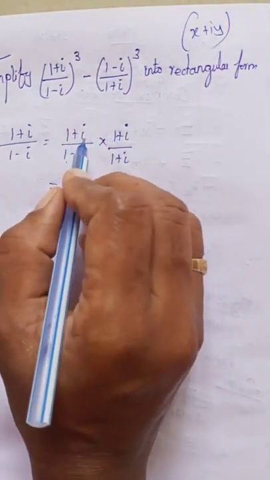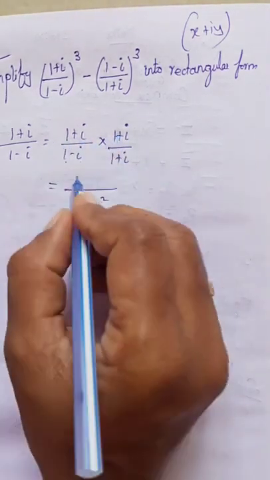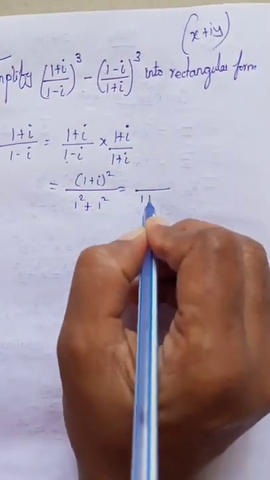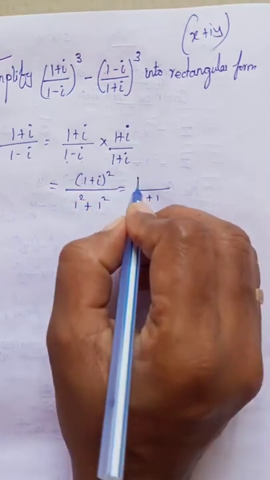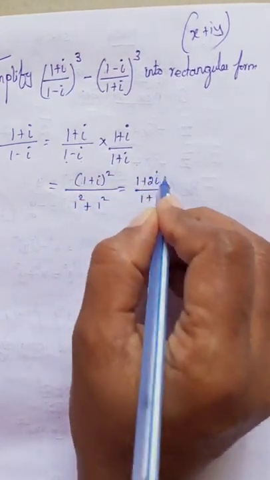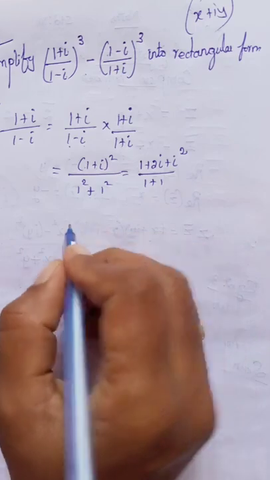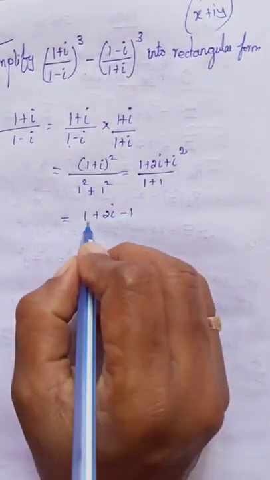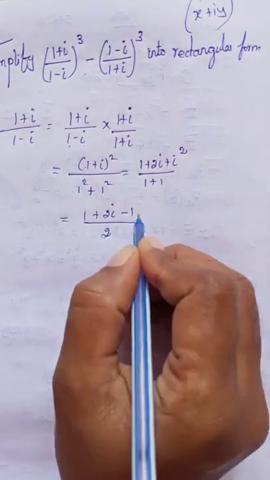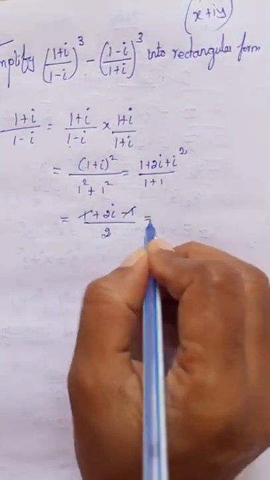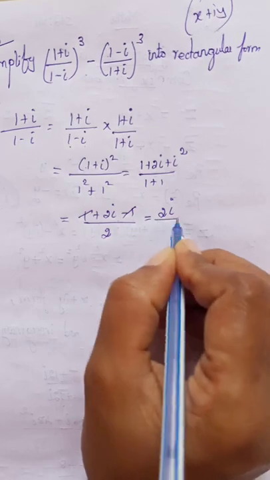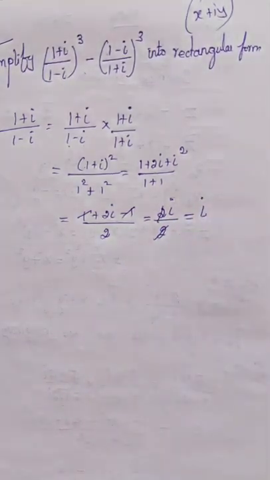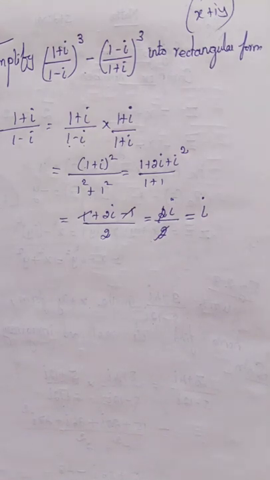In the numerator you see 1 plus i, 1 plus i, same. So (1 plus i) the whole square. In the denominator, this is a square plus 2ab plus b square. So 1 plus 2i, i square, the value is minus 1, divided by 2. Minus 1 plus 1 will get cancelled. Now 2i by 2, 2 and 2 will get cancelled and our answer is i. Isn't it?